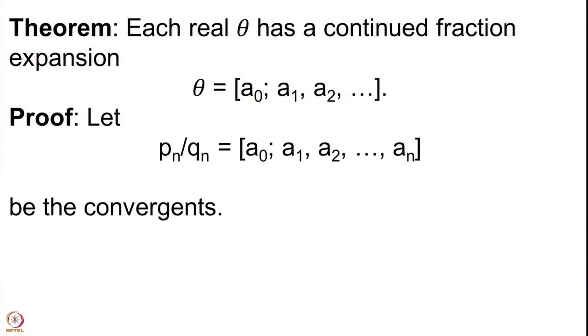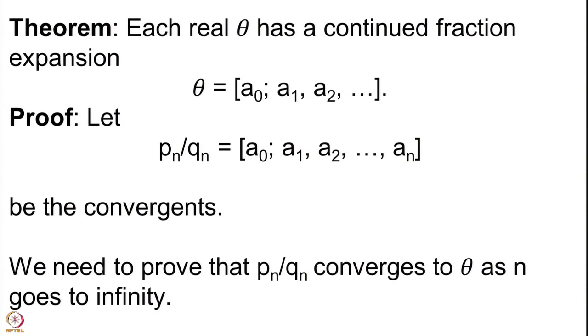So, the proof. Let us fix the notation once again, because we are going to prove a major theorem. Pn upon Qn are the rational numbers which are giving the continued fraction a0, a1, a2 up to an. Once I call it a continued fraction, it has to be a rational number, and we are doing it by cutting the continued fraction expansion at the nth stage. So, these are the convergents that we have obtained. We need to prove that Pn upon Qn converges to theta as n goes to infinity. This is the result that we want to prove.